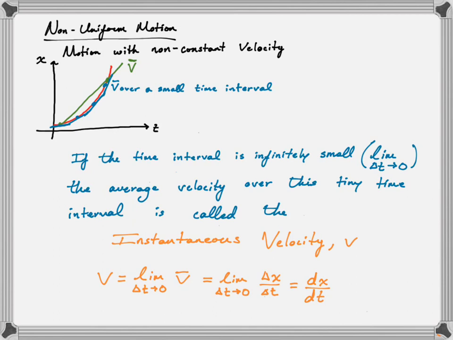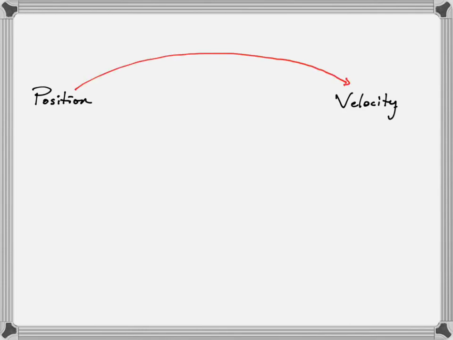So let's map out the process here. Let's start with position, and from position, we can go to velocity. Now we've already discussed ways that we can do this. The first way to go from position to velocity is it's a rate of change. Okay, that's what it means, right?